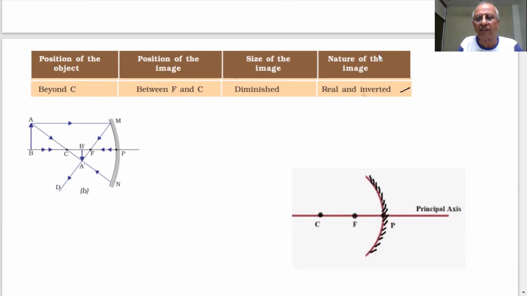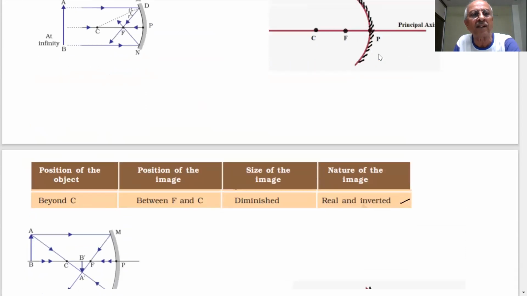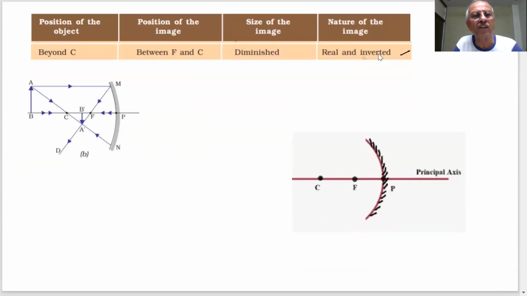So you can see in the concave mirror what type of images are formed. A point image at the focus when the object is at infinity. When the object is beyond C, you get an inverted and diminished image. Real images are always inverted. You have seen it: the size of the image has become smaller, a diminished image.